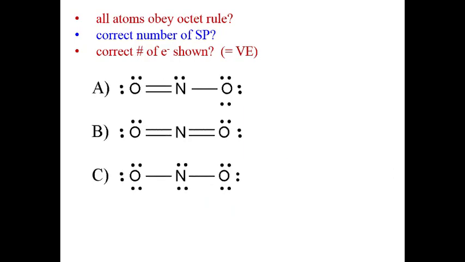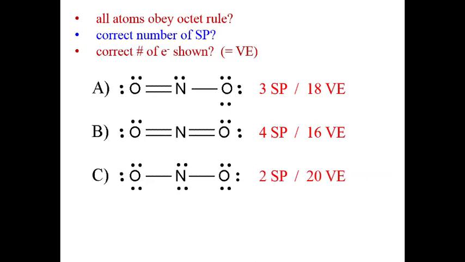Can you find anything wrong with these structures of the nitrite ion? Looking carefully at all of the atoms, they all obey the octet rule, so there is no distinction there. The shared pair formula works out to 3 shared pairs and 18 valence electrons. Only structure A has that. Structure B shows 4 shared pairs and 16 valence electrons. Structure C shows 2 shared pairs and 20 valence electrons. Again, we see that B and C have 2 things wrong with them.